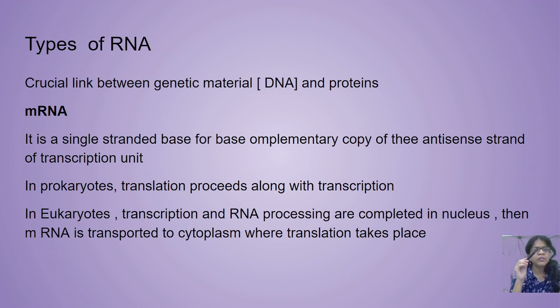RNA was previously considered to be one of the genetic materials, but DNA has more stability than RNA. RNA is still considered to be the genetic material for some viruses, right? So what are the types of RNA? There are three different types of RNA: mRNA, tRNA, and rRNA. These RNAs act as a crucial link between the genetic material DNA and proteins.